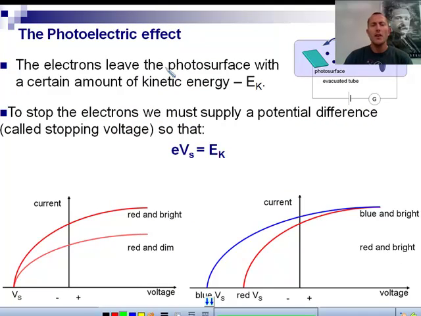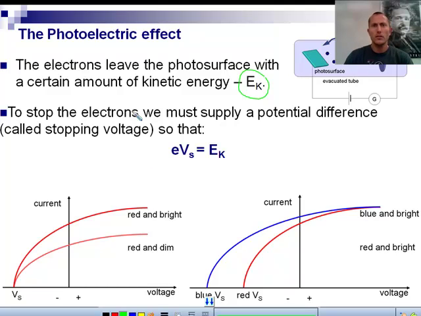Now it takes some amount of energy to get the electrons off of the photosurface itself, but then they're traveling off of the photosurface with some amount of kinetic energy. That's this EK right here. This is the kinetic energy of the electrons once they've left the photosurface.